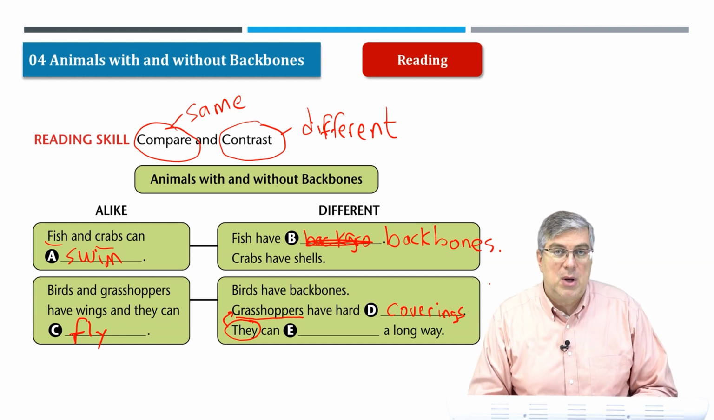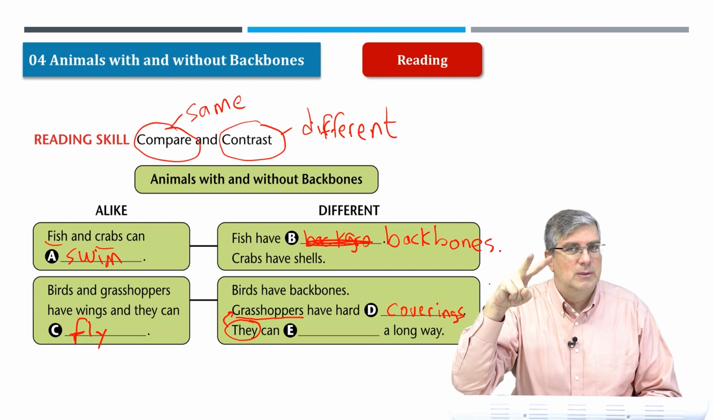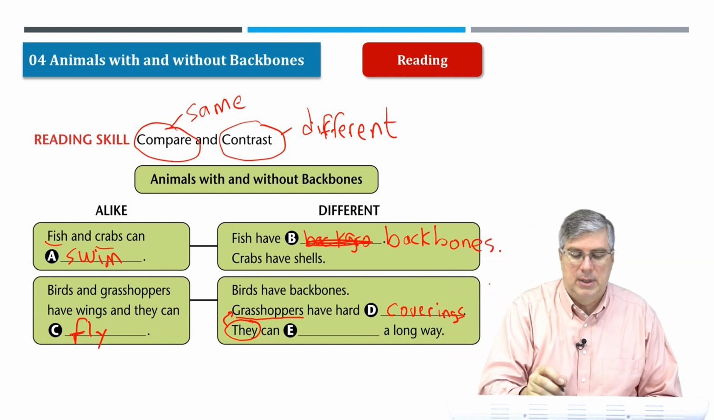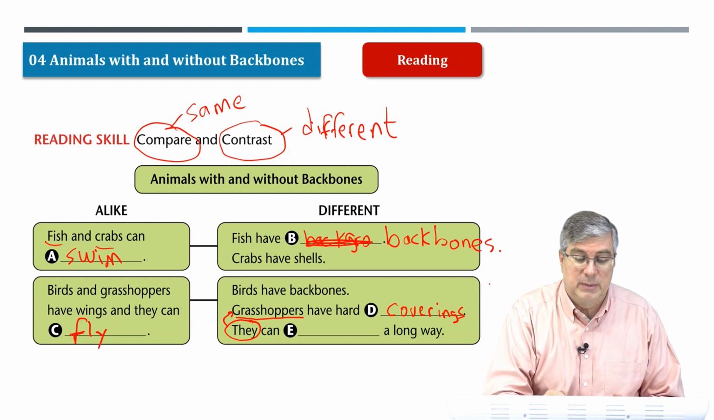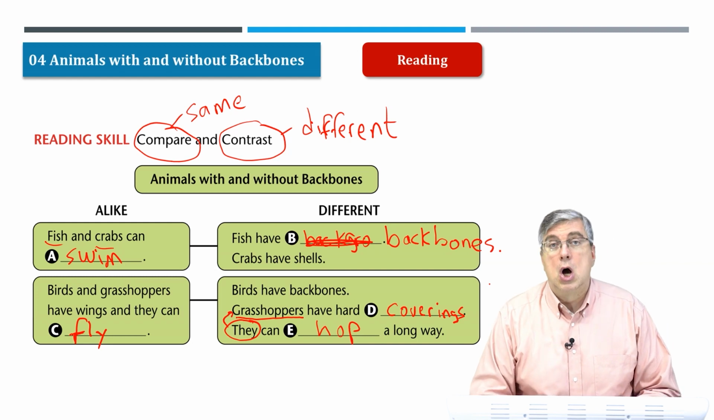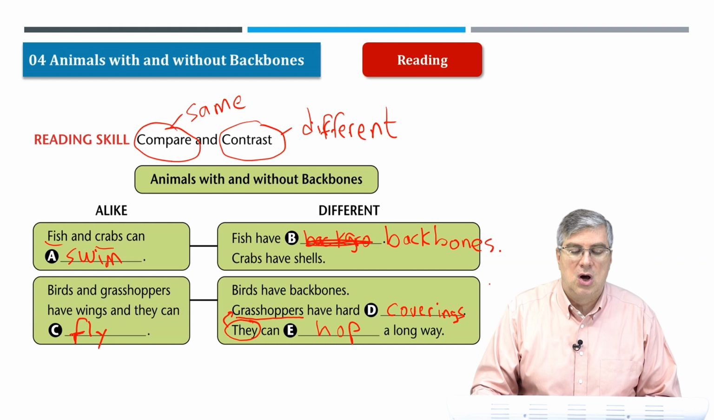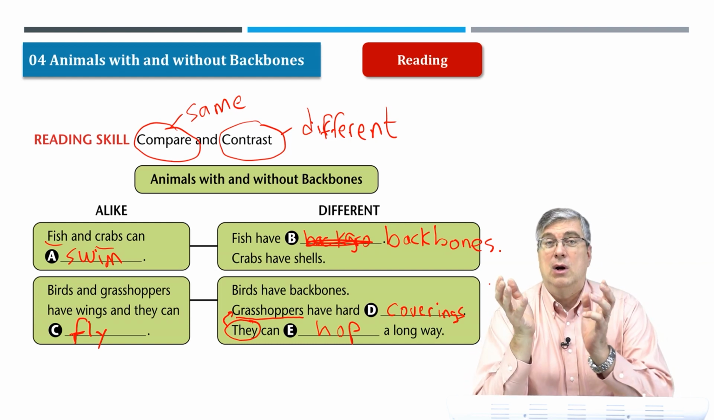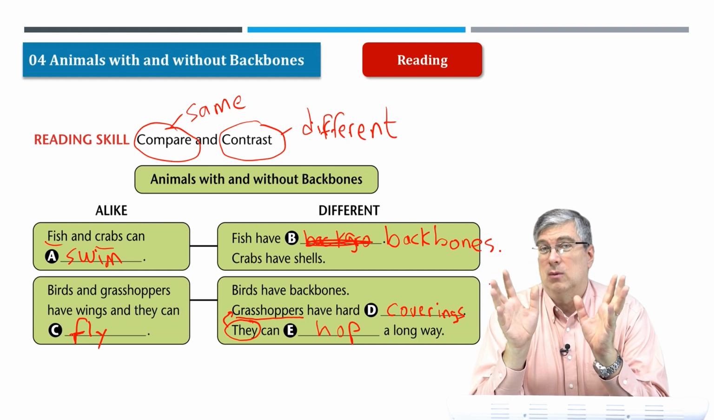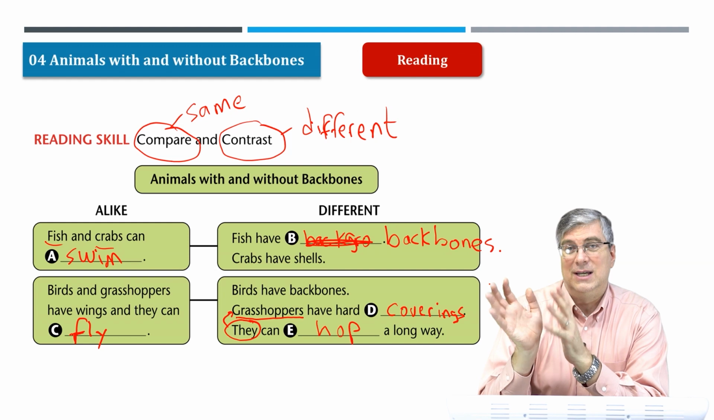They can hop a long way. Grasshoppers have really long legs. Remember we talked about that? And when they extend those legs, what can they do? They can hop. That's why they're called grasshoppers, because they can hop. They can hop a long way, right? So grasshoppers can hop a long way. So, like I said before, we can compare and contrast animals, or almost anything really, and we can say, how are they the same and how are they different?